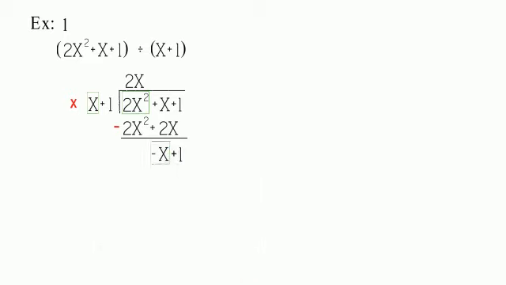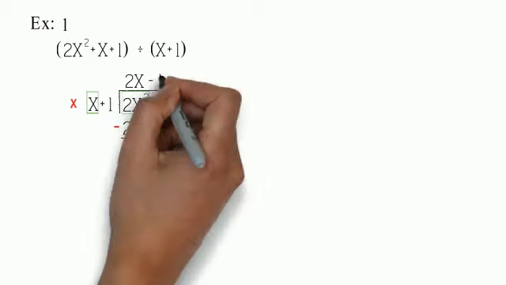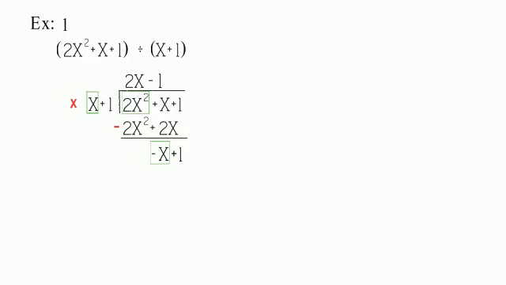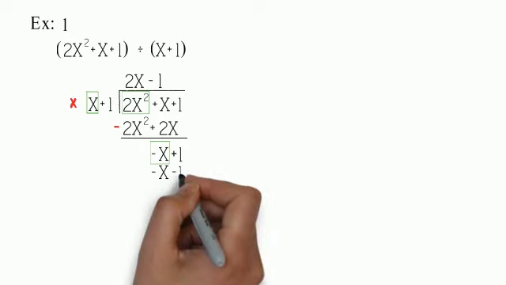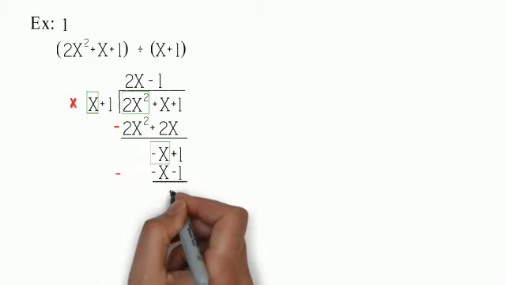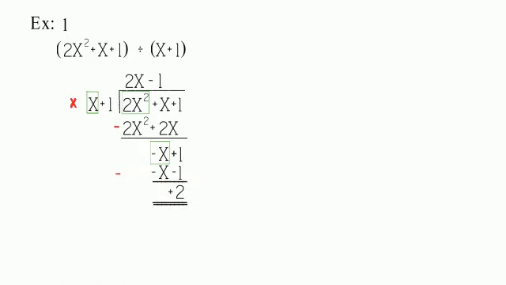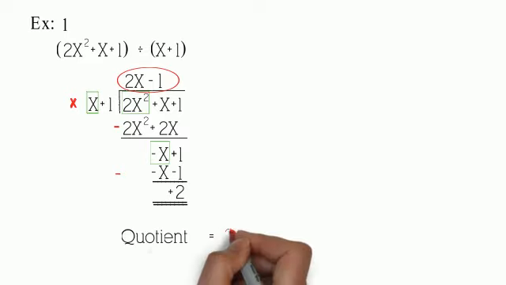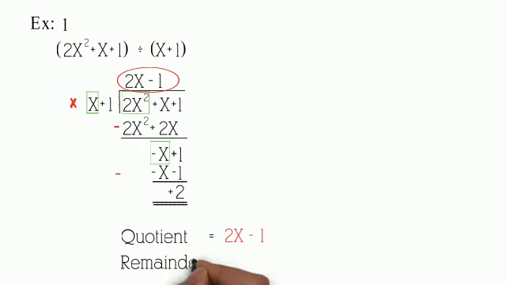Now we divide the leading term by the leading term in divisor and write the answer on top, and then again multiply it with x plus 1. Then we get minus x minus 1. And again, when we subtract, we get plus 2. We now stop the division here, since the degree in the remainder is less than the degree in divisor. So we get the quotient as 2x minus 1 and remainder as plus 2.